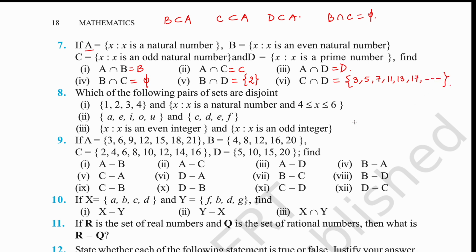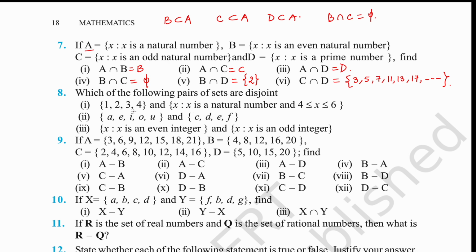So this is your answer, right? All right. So in the eighth question, we have to identify which of the following pair of sets are disjoint. Disjoint means they should not have any element common, right? They should not have any element common.